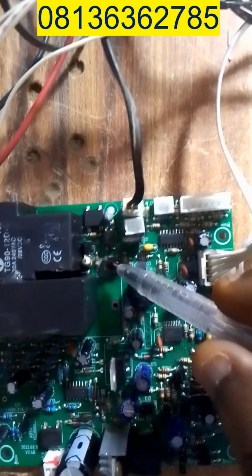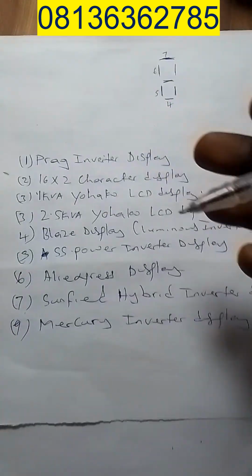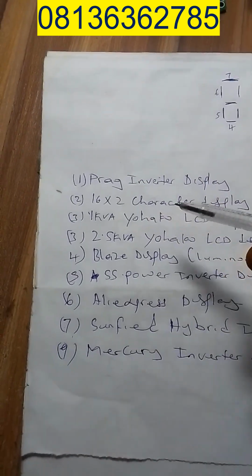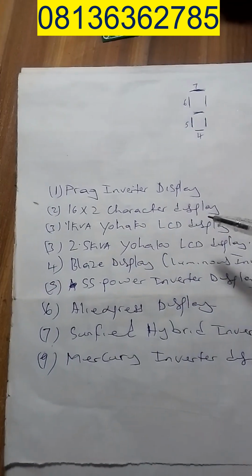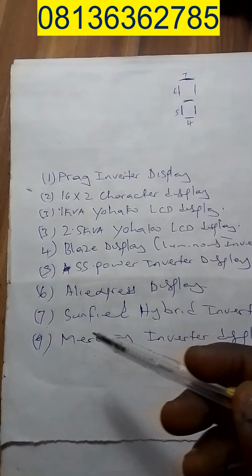You just need to select the display through this button. You can see this is a button, this is a tactile switch, and this is another one. This is the main button you use to select the display you want to use. And these are the order in which they are arranged inside the processor here. The first display is Prague, followed by 16 by 2, followed by 1 kV Yuaco LCD display, followed by the second one, Blaze, SS Power, AliExpress display, Sunfit, and Mercury.